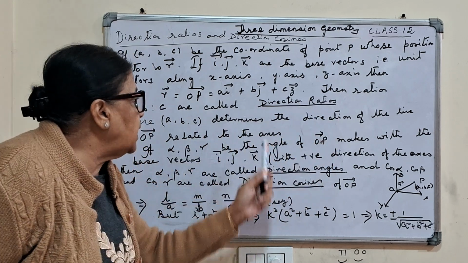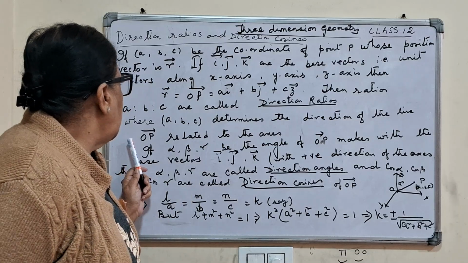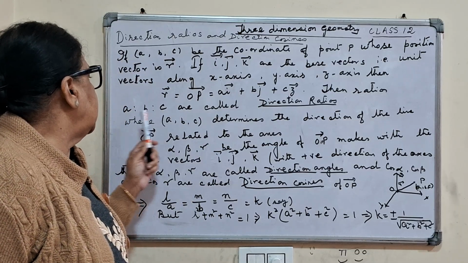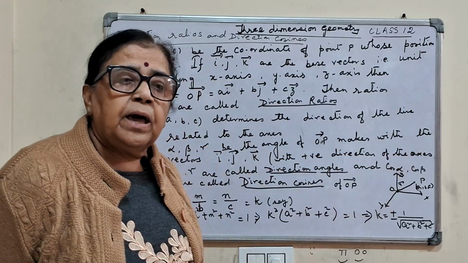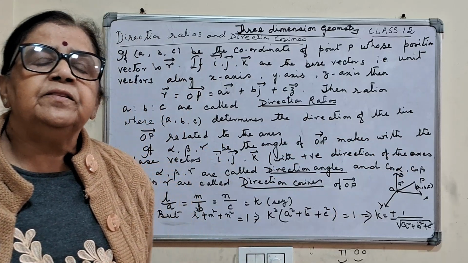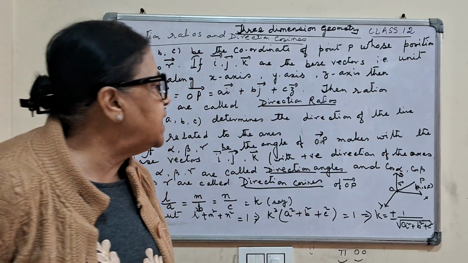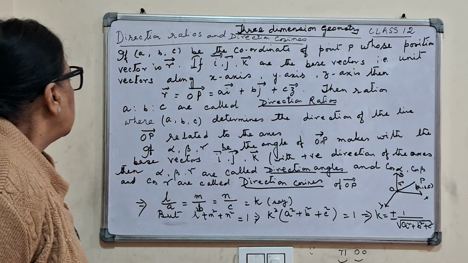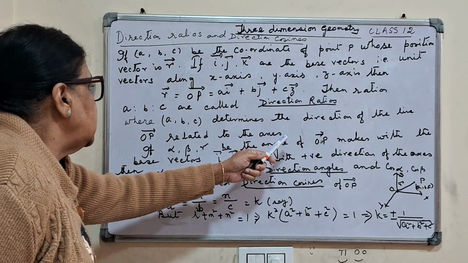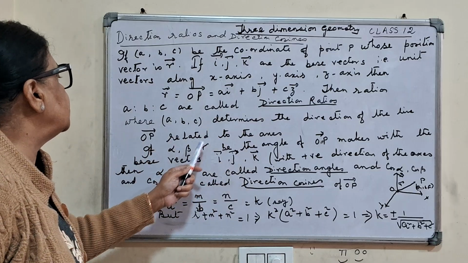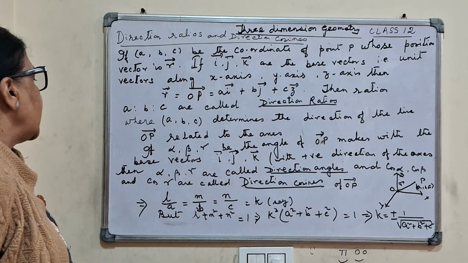The new term I introduced. In OP vector, A, B, C determine the direction of the line. OP vector is related to the axis line.